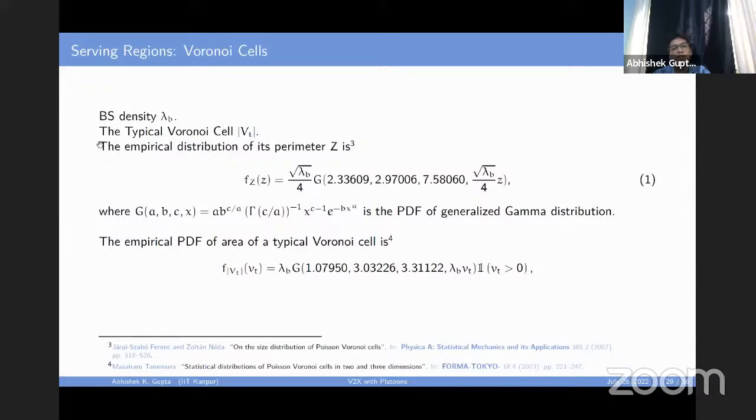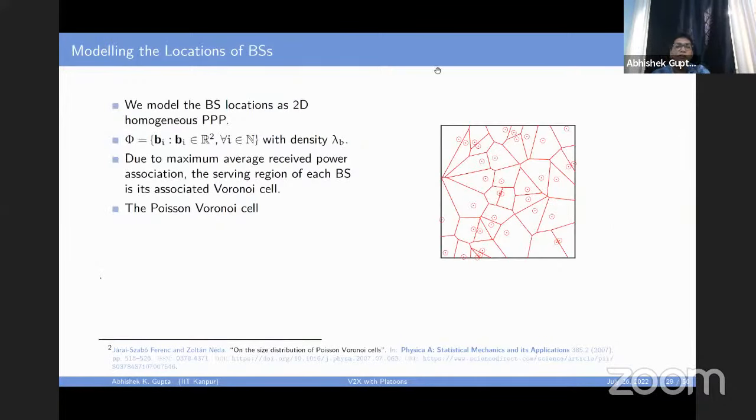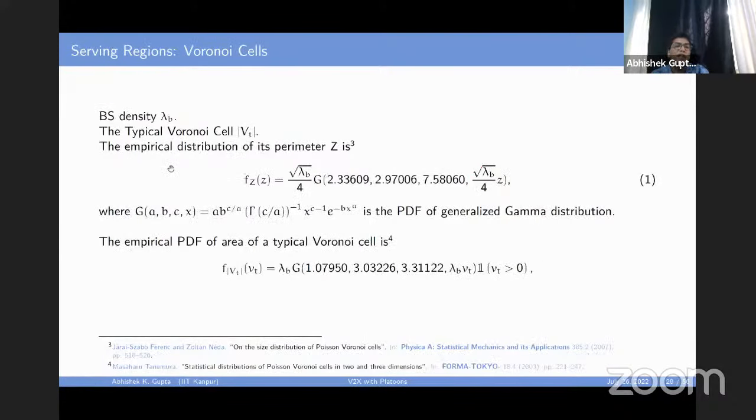Okay, let me clarify also what is a typical Voronoi cell. Right, you are seeing this particular distribution. If I pick one cell randomly, right, without any bias, so I pick any of these cells, that will be a typical base station. Okay, so basically, if I pick any typical base station, typical Voronoi cell, I can compute the distribution of its perimeter and its area. Again, the theoretical analytical values do not exist. It's a very difficult problem. So people have talked about empirical fits, and both of them can be modeled using a generalized gamma distribution. Okay.